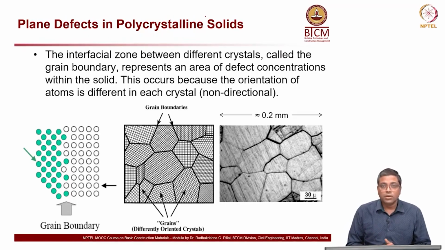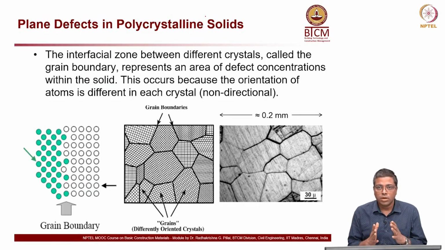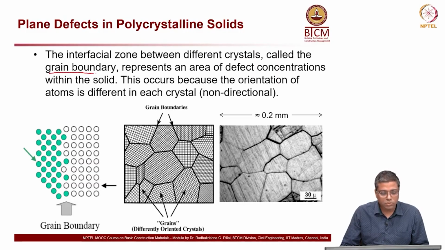Now, plane or surface defects in polycrystalline solids. So, what is this? It is actually the interfacial zone between different crystals. We already talked about what is a lattice structure, what is a crystal structure, all that. Now, when two different crystals come together, they form a boundary which we call grain boundary, and it represents an area of defect concentrations within the solid. And this occurs because the orientation of atoms is different in each crystal.